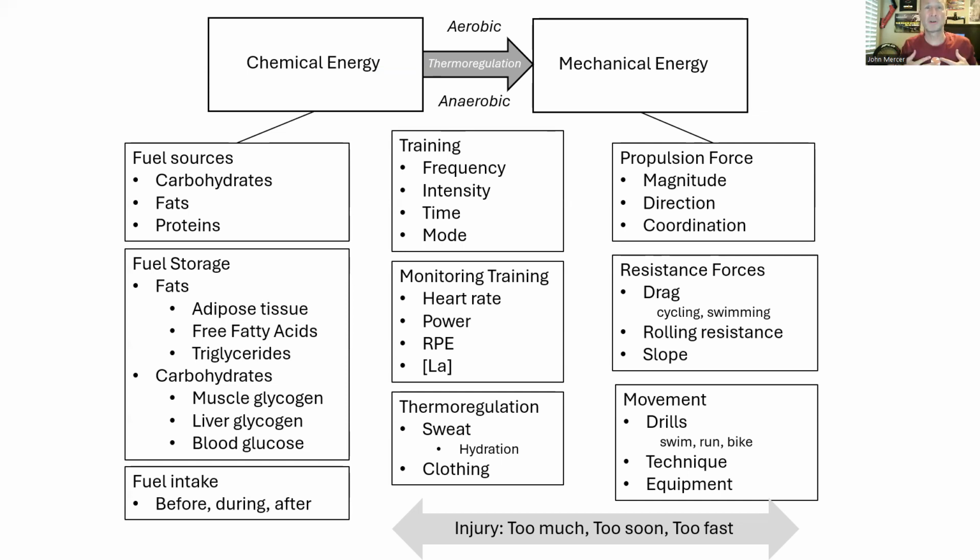So we take whatever chemical energy is in us and we transform it to mechanical energy. Sometimes we transform it quickly, sometimes we don't need to transform it quickly. And we have different ways in our body to transform the chemical energy to mechanical energy. And those ways are our metabolic pathways. We have aerobic metabolic pathways where we use oxygen, and we have anaerobic metabolic pathways. Anaerobic does not use oxygen, the aerobic does.